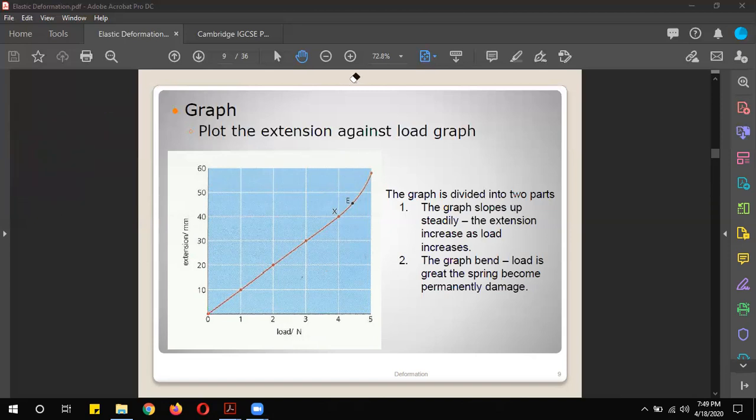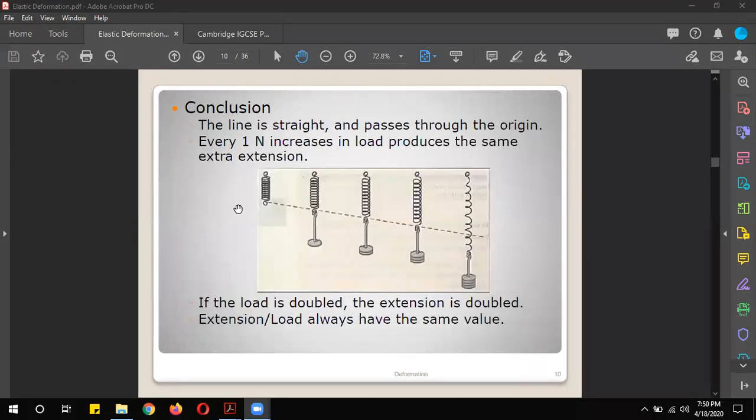Okay. Now let's jump to the next slide. Now the conclusion. Now you can see that here it is 100 gram. Let's suppose 1 Newton force is added here. And 1 is here. So you can see that is 1 Newton. This is 2 Newton, 3 Newton, and this is now 4 Newton. So till 3 Newton, we can see the spring is in a good condition.